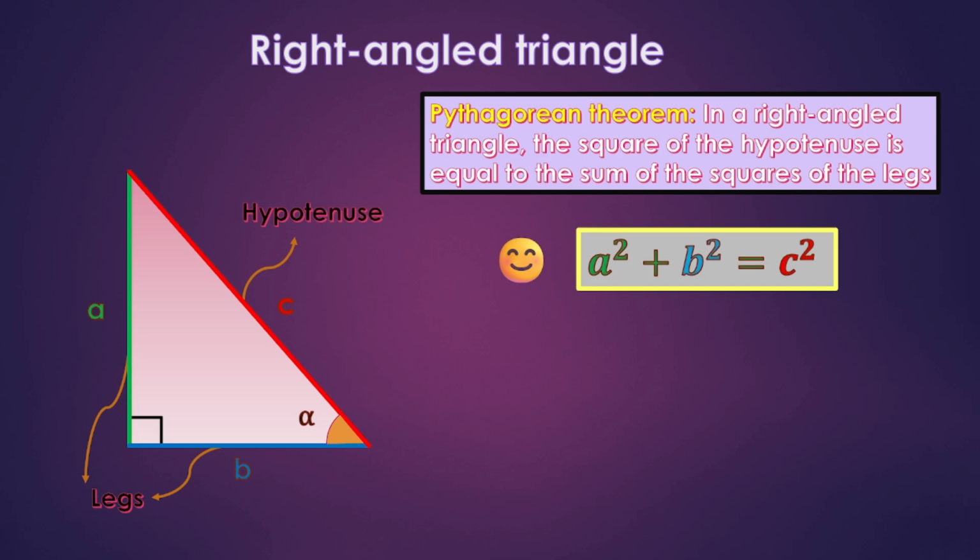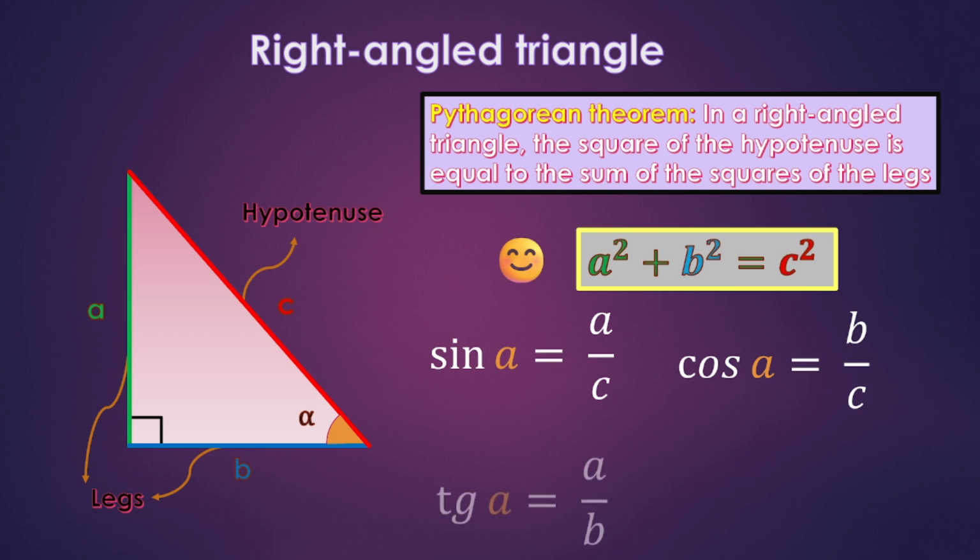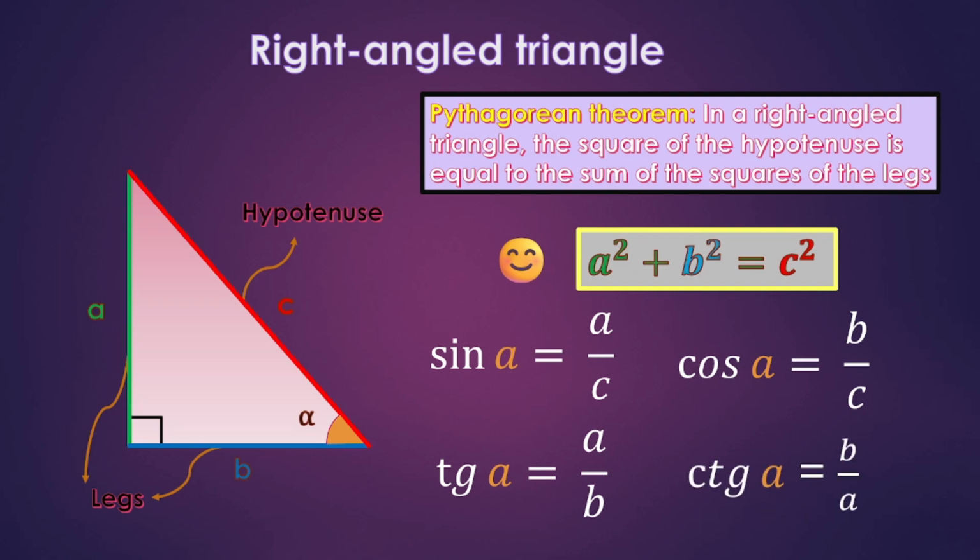Let's look at the concepts of sine, cosine, tangent, and cotangent. In a right-angled triangle, the sine of an acute angle is equal to the ratio of the opposite leg to the hypotenuse. The cosine of an acute angle is equal to the ratio of the adjacent leg to the hypotenuse. The tangent of an acute angle is equal to the ratio of the opposite leg to the adjacent leg, and the cotangent of an acute angle is equal to the ratio of the adjacent leg to the opposite. Remember it, you have all the information about a right-angled triangle. This is quite enough to do the exercises in this lesson.